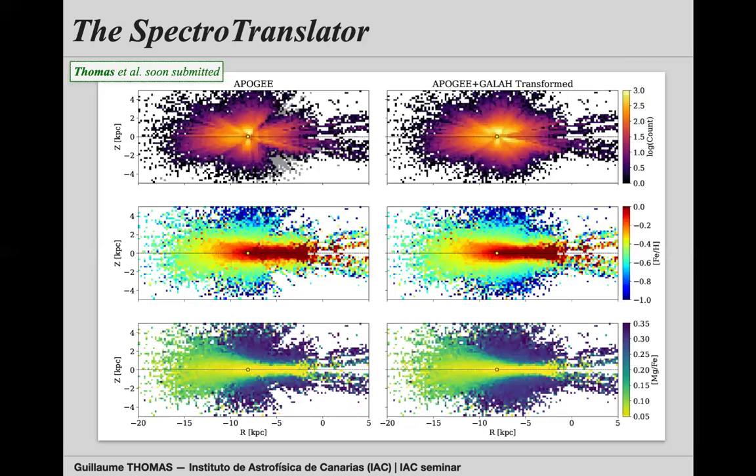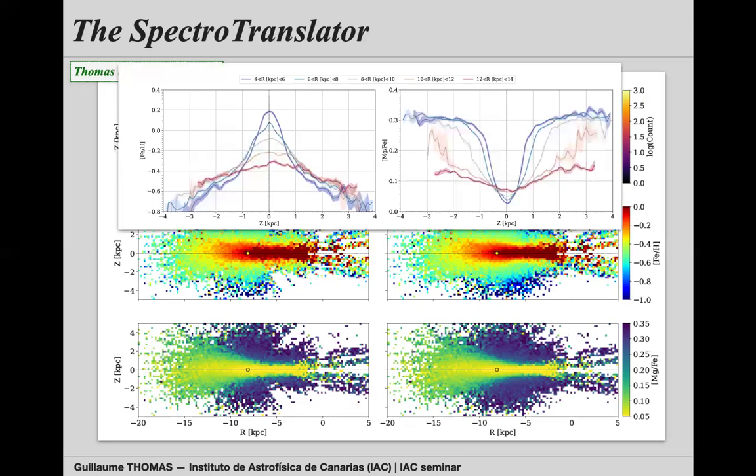And we have been able to make a cartography of the Milky Way, a chemical map. So here you have the map with APOGEE, and the map with Gaia transformed. And we have been able to study the average chemical distribution of the galaxy.